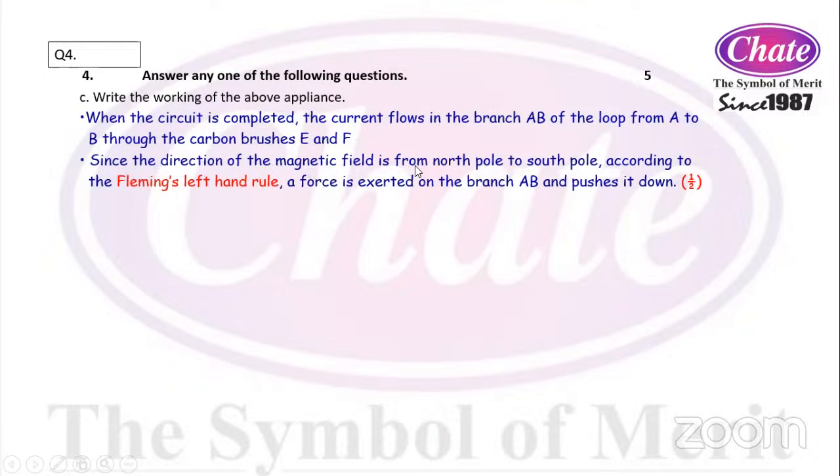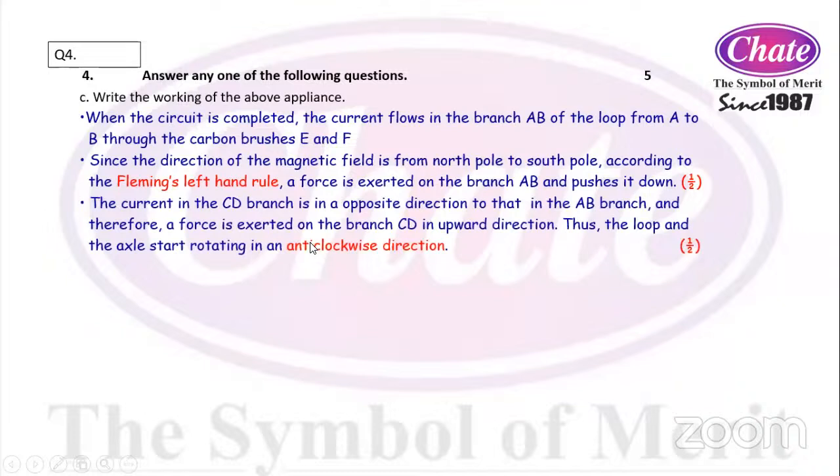The direction of the magnetic field is from the North Pole to the South Pole. According to Fleming's left-hand rule, a force is exerted on the branch AB and pushes it down. You have to mention where it is going to start, that means how that coil is going to rotate. First the AB side will be pushed down. Obviously the next point will be the CD side. The current in the CD branch is in the opposite direction to the branch AB. Therefore, the force exerted on it will be in the upward direction. Thus, the loop, which is connected to the axle, and the axle start rotating in the anti-clockwise direction.